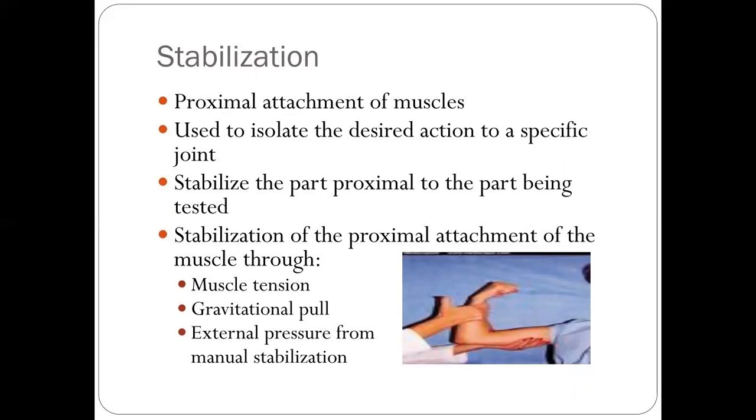Stabilization includes stabilizing the proximal attachment of muscles used to isolate the desired action to a specific joint. Stabilize the part proximal to the part being tested. Stabilization of proximal attachment of the muscle is through muscle tension, gravitational pull, and external pressure from manual stabilization.